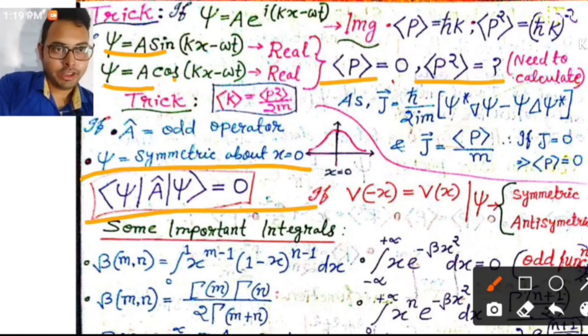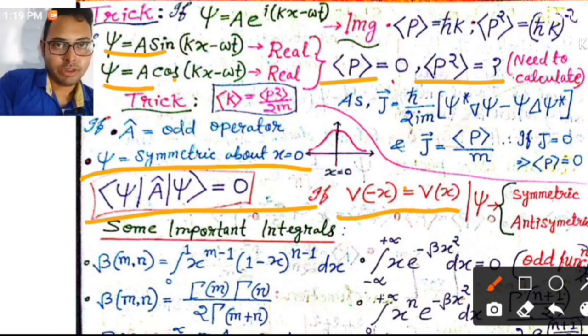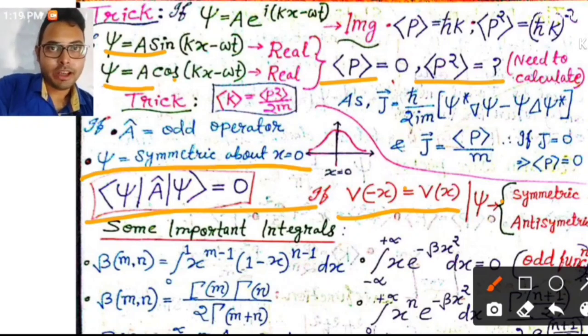Okay, and the important thing, if the potential is symmetric, look at this. If I put a minus sign inside it, it becomes positive, meaning it's symmetric. If the potential is symmetric, then the wave function is either symmetric or anti-symmetric, right? The wave function becomes symmetric or anti-symmetric.